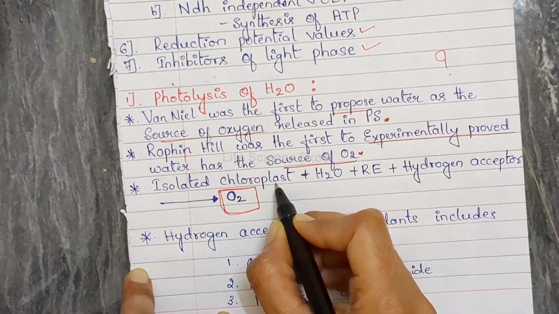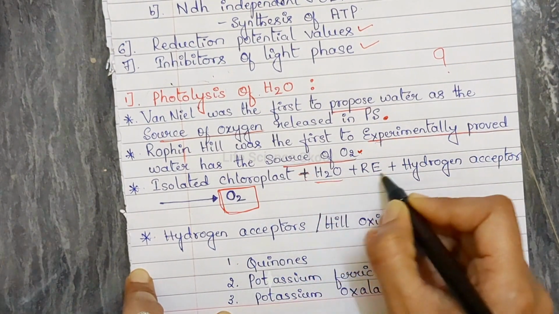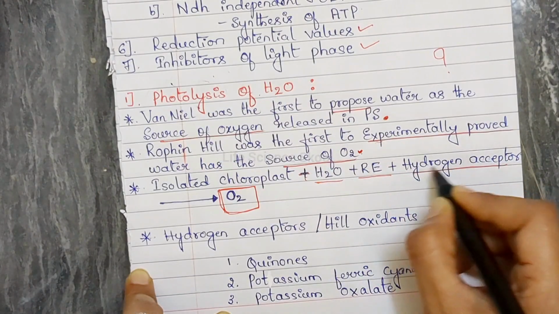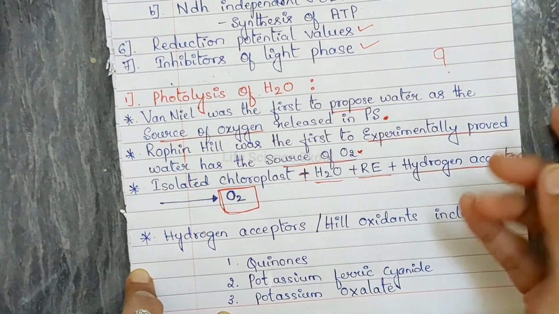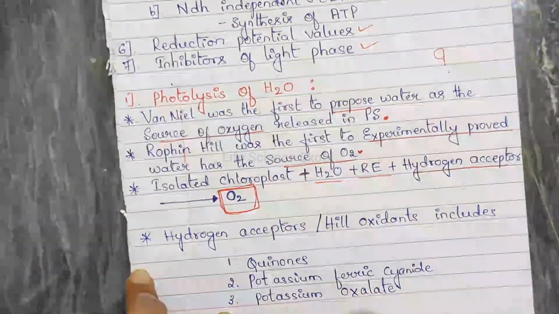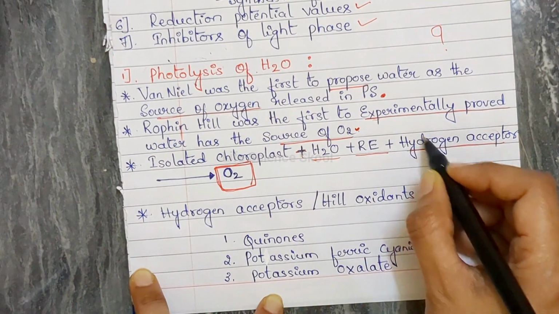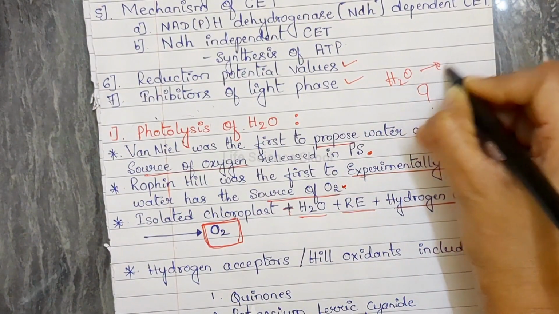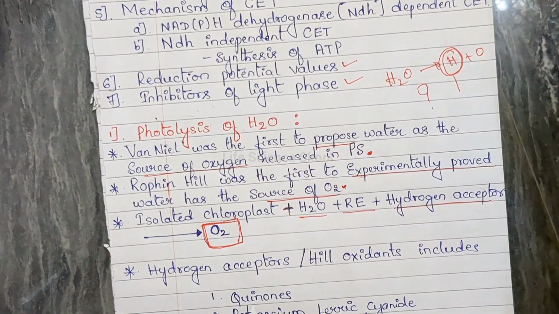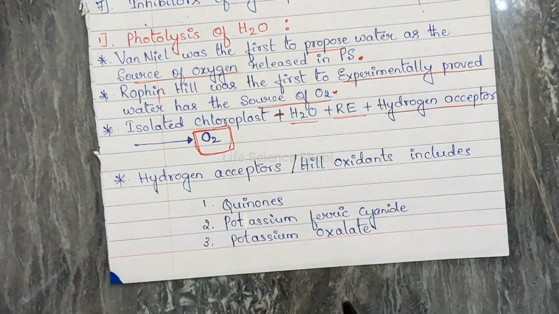That is, isolated chloroplast, which absorbs the sunlight along with the water, radiant energy, and a hydrogen acceptor. Hydrogen acceptor means the hydrogen is accepted by the acceptor. Okay, so then there is a release of oxygen. Now the question is, when this O2 has to separate, it has to divide into hydrogen and oxygen. Then this hydrogen should be accepted by the hydrogen acceptor. Then what are those hydrogen acceptors which are present in this process?